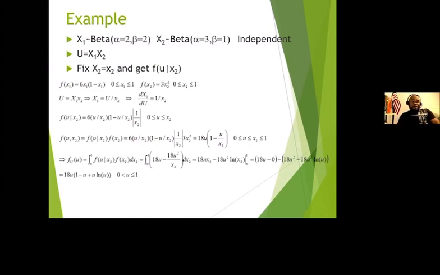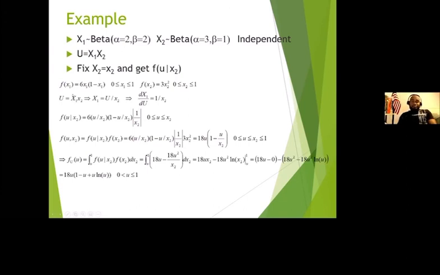Now, you know what you're going to do now? You have your f of x1 to be this, and you have f of x2 to be this, and you are seeking to get u, a new variable, which is a function of x1 and x2, but is a product.